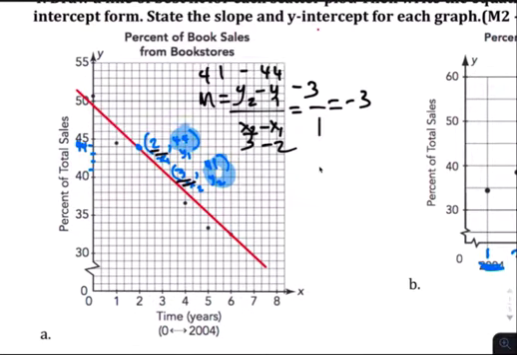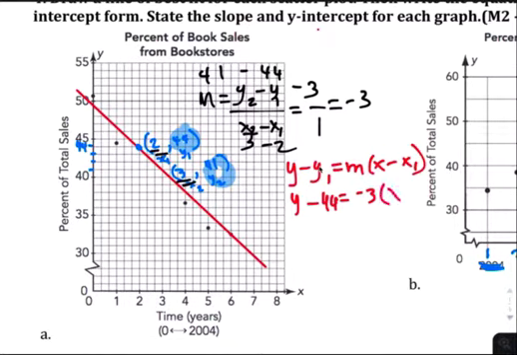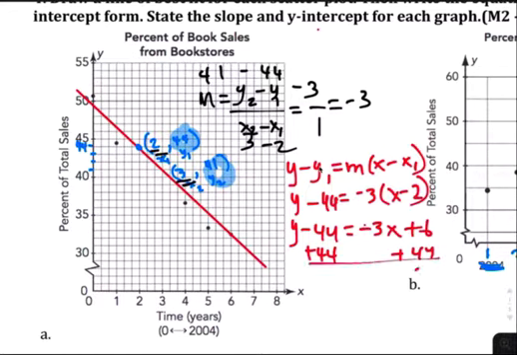Then you use point slope. Y minus Y sub 1 equals M times parentheses X minus X sub 1, right? Y sub 1 is 44. M is negative 3. X minus X sub 1 is X minus 2. Y minus 44 equals negative 3x plus 6. Okay, add 44 to both sides, get 50. Hey, it's close to 50. You see your y-intercept, so your line is probably right. Y equals negative 3x plus 50.